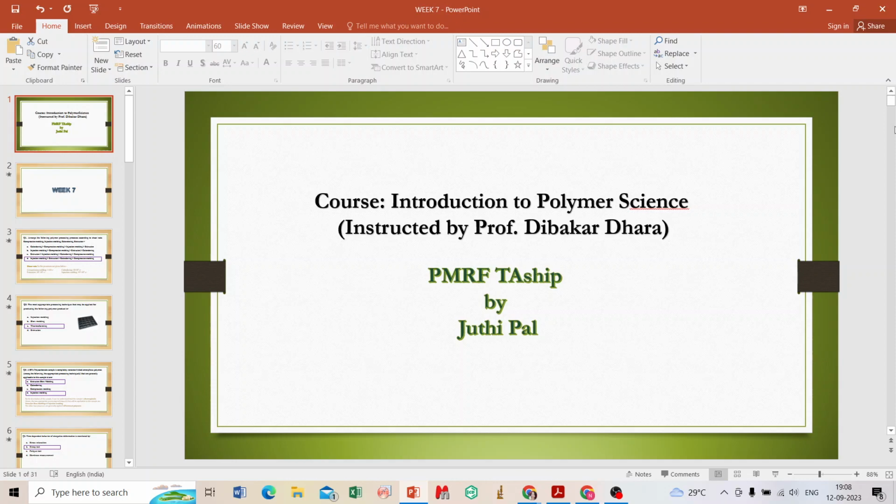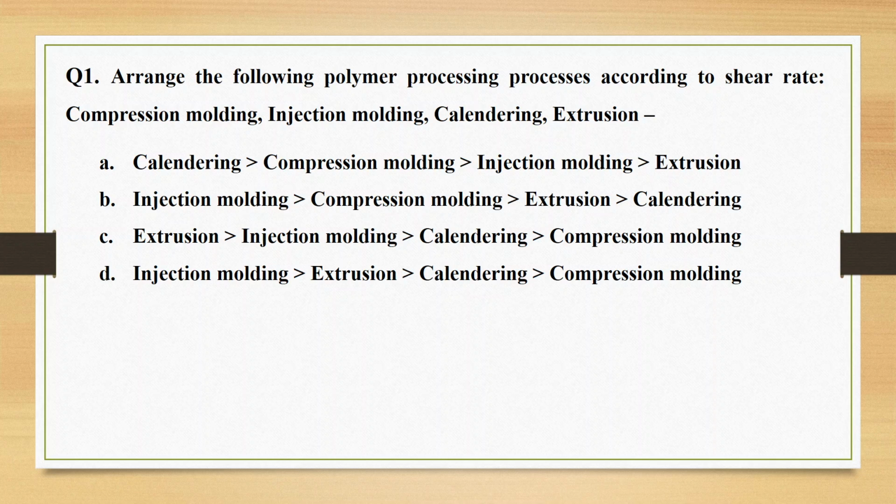So first let us start with the week 7 lecture session. This is the first question from the week 7 lecture materials. Arrange the following polymer processing processes according to shear rate. The processes for polymer processing are compression molding, injection molding, calendering, and extrusion. These 4 processes are given. You have to arrange them in their order of shear rate.